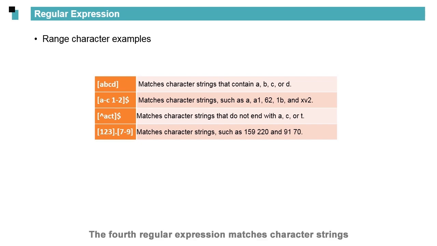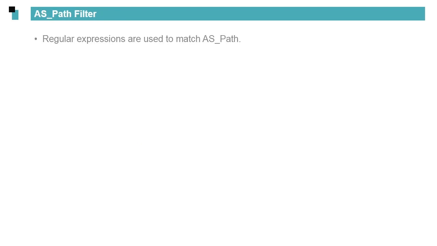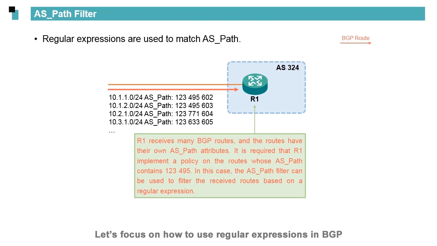The fourth regular expression matches character strings such as 159, 220, and 9170. Let's focus on how to use regular expressions in BGP. BGP has an AS path filter, and the filter can be associated with a regular expression to match AS path. Each AS path can be viewed as a character string.